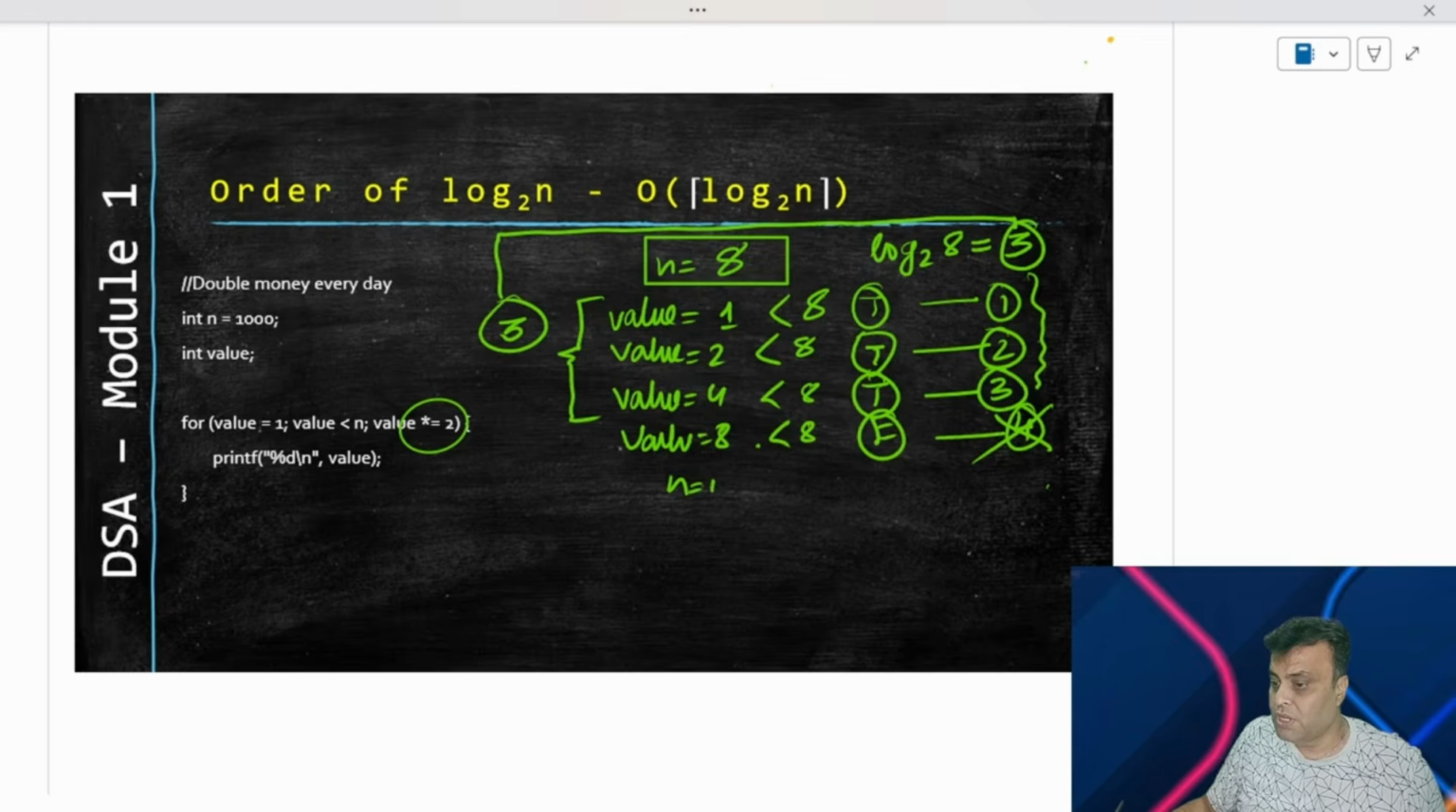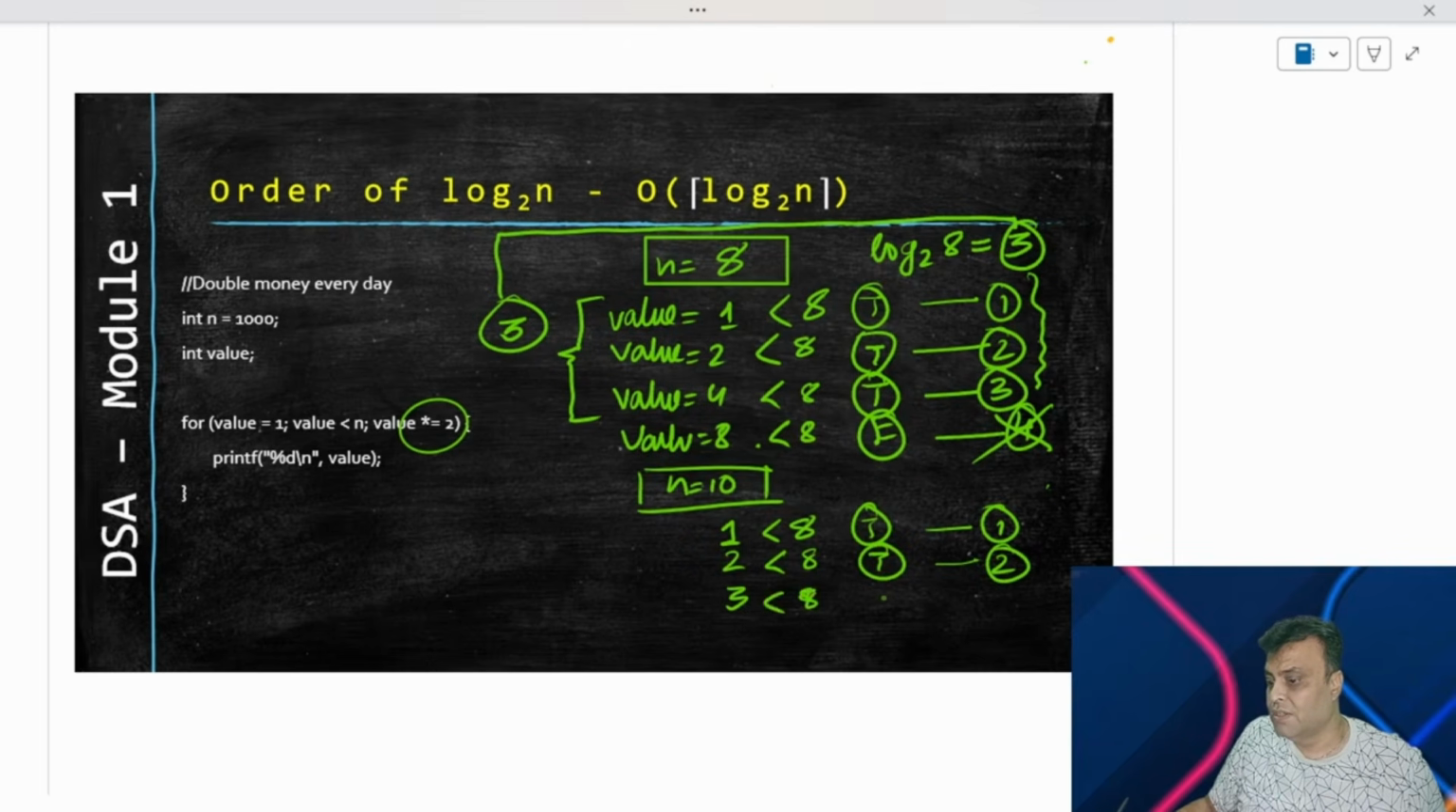But if you put n equal to 10, 12, etc., whatever number you want to put, then how does it look? The first time it will be 1 less than 8. This will be true, and it will run once. The second time it will be 2 less than 8. This will also be true. It will run 2 times. 4 less than 8 is also true, and it will run 3 times.